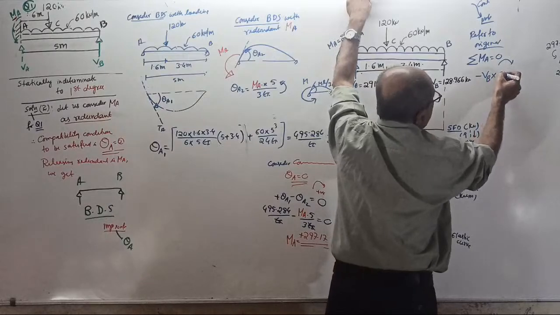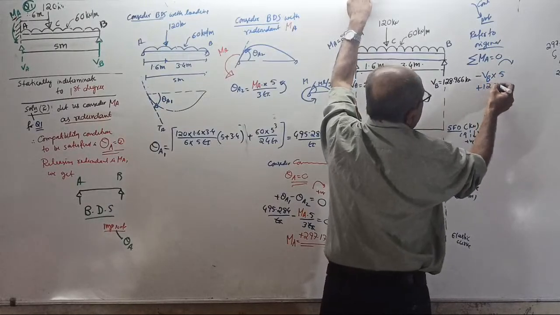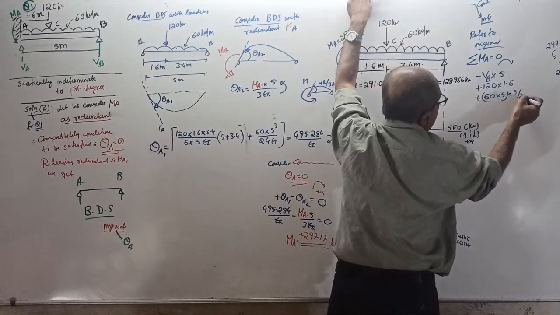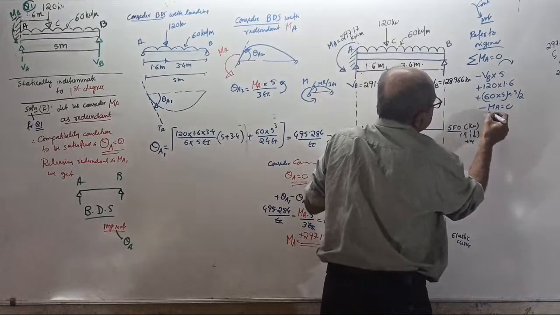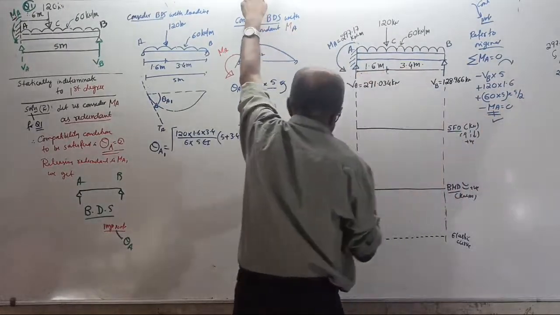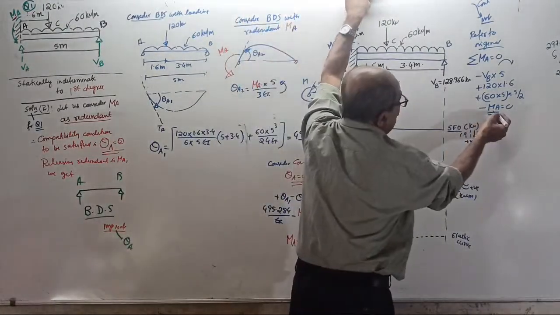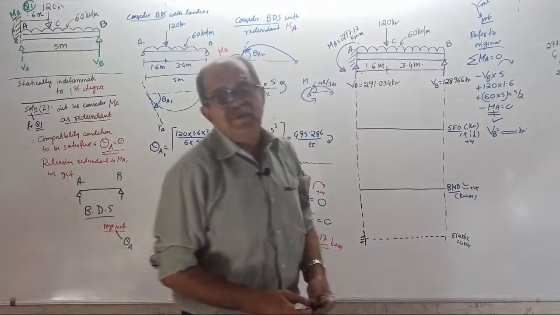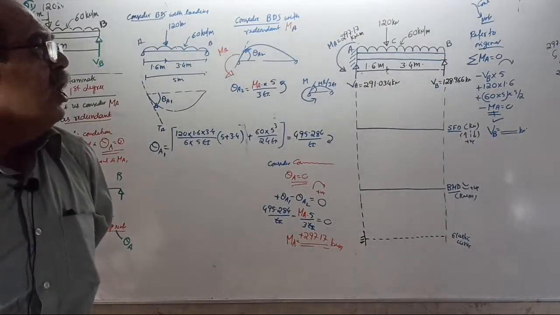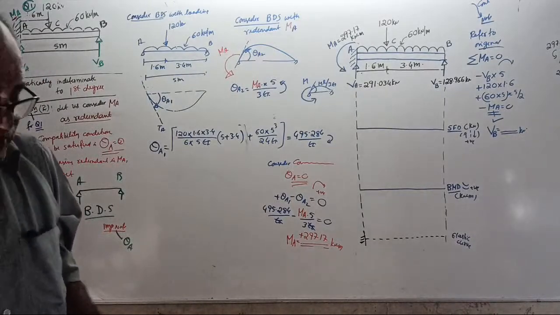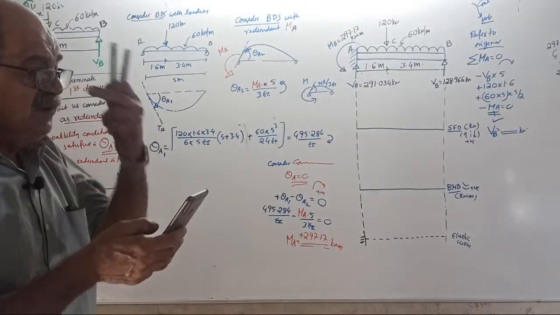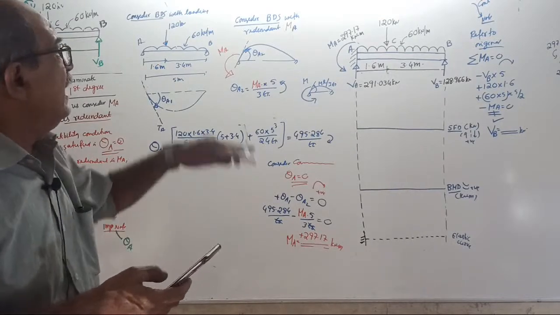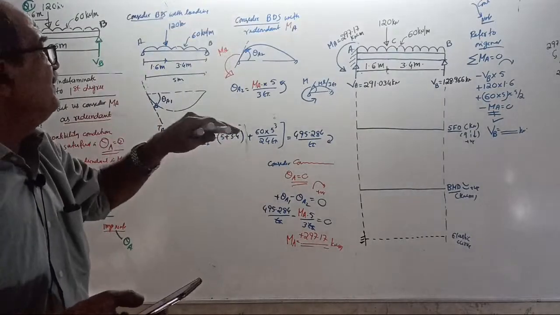Minus VB into 5, plus point load 120 into 1.6, plus 60 into 5 into 5/2, minus MA equal to 0. Substitute MA equal to 297.17. Tell me what VB value you get in kilonewton. First substitute; don't copy the last time's answer. Last time VB was known and we got MA. Now MA is known, we get VB.